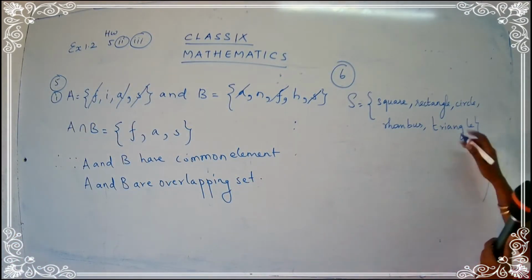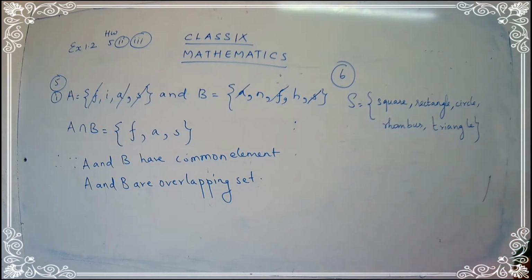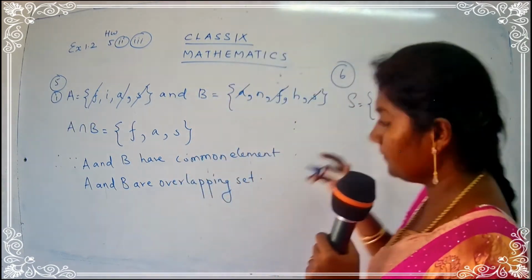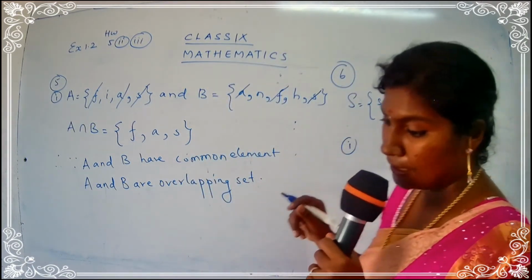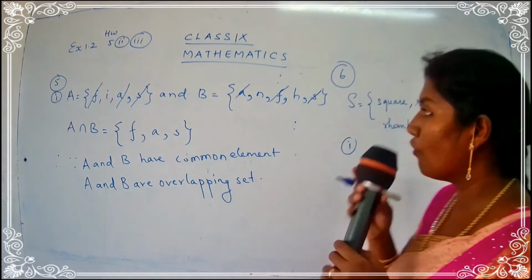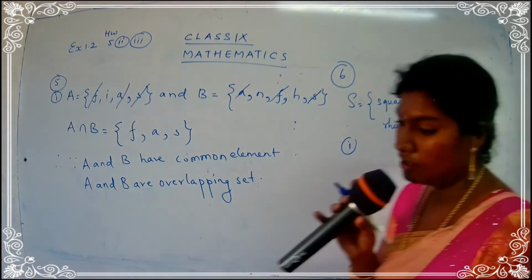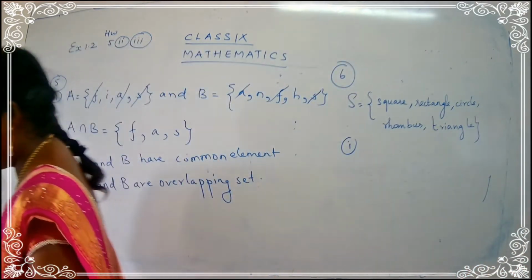So what is the set given to you as? The set is S. And who are the members of S? Square, rectangle, circle, rhombus, triangle. Now let's go for the first sub-question. The set of shapes which have 4 equal sides.